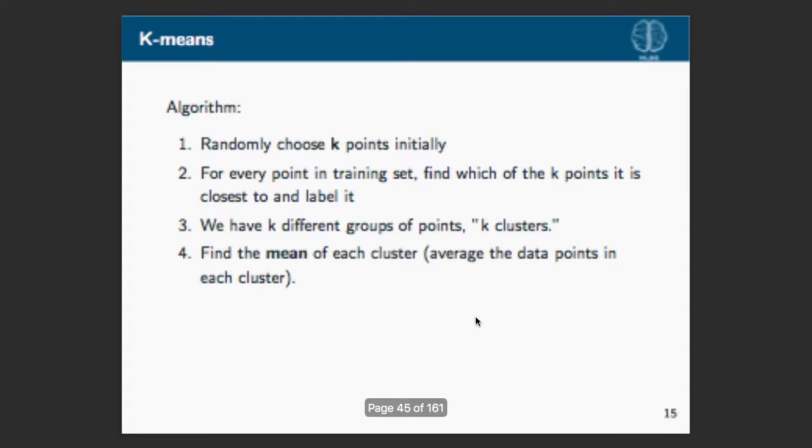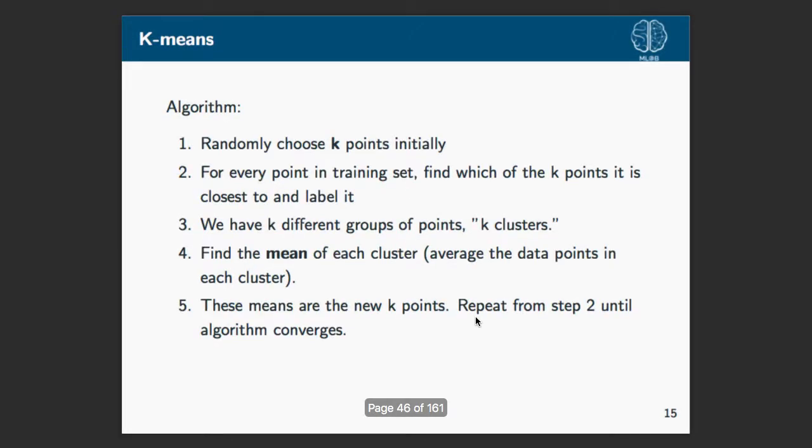So now, based on these clusters, we can find the mean of each cluster. We just average all the data points in that cluster to find the mean. And these means are the new K points. So now we have K points again, we can repeat. So k-means is a very iterative algorithm. You first find the means, then you find the clusters that those means represent, and then from those clusters you calculate the means again. So this can be kind of hard to follow, so let's do a little visualization.